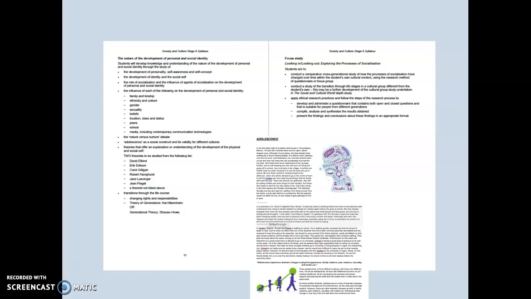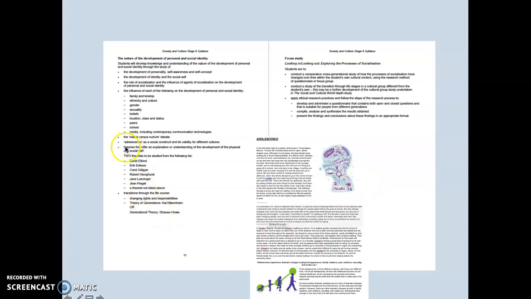So, on that note, I thought I would just give you a reminder about where we're up to in our syllabus. This is our second topic, the nature of the development of personal and social identity. We've done all these dot points, all the influences on socialization, nature and nurture, and last term we finished up on this dot point right here, adolescence as a social construct and its validity for different cultures. We had a look at this worksheet, hopefully that rings some bells for you. If it doesn't, it's on Schoolbox and you need to go and have a look at it.